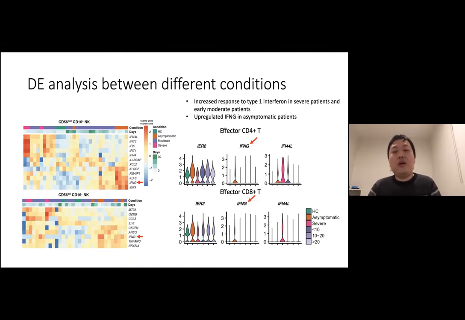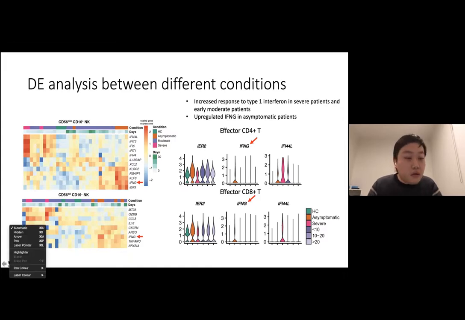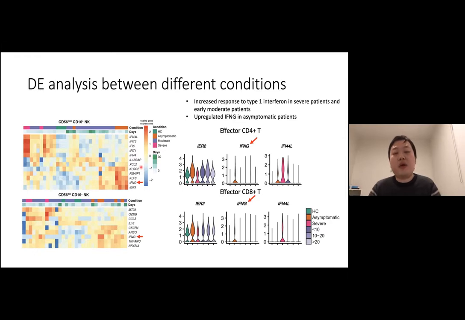And apart from that, we also find in severe patients there are some other chemokines and cytokines that are upregulated in symptomatic patients. For example, XCL2 and CXCR4, which are all chemokines and cytokines that are upregulated in the asymptomatic patient, especially in the NK subsets, which is also quite interesting.